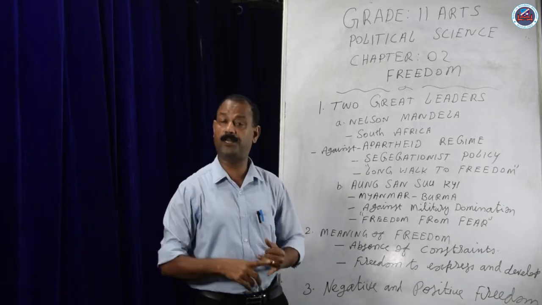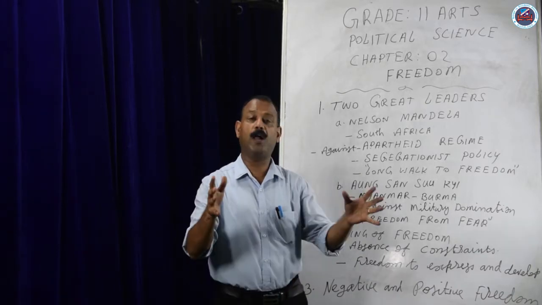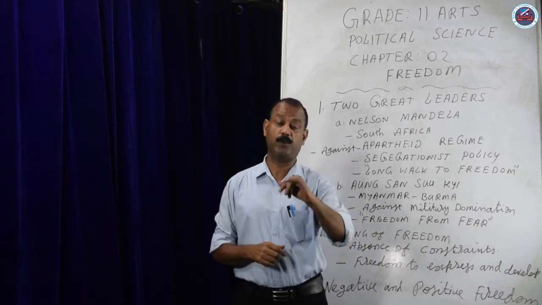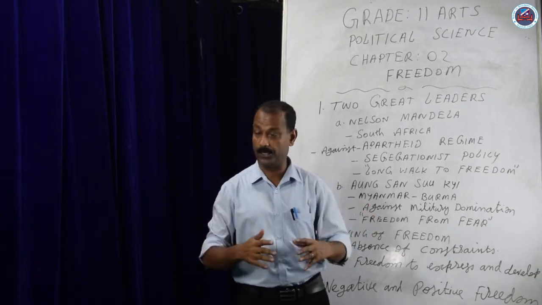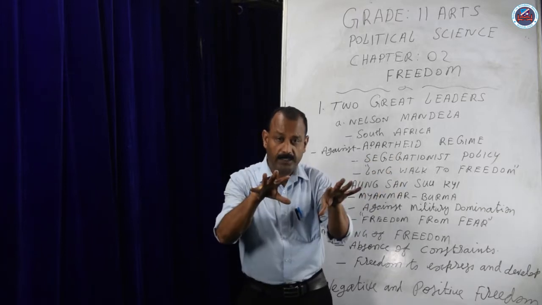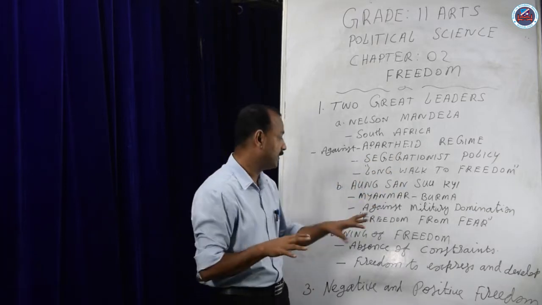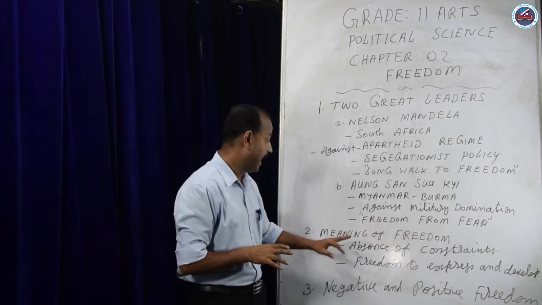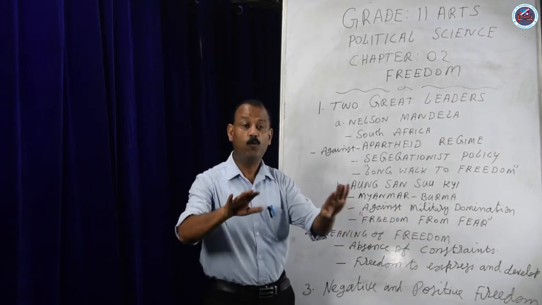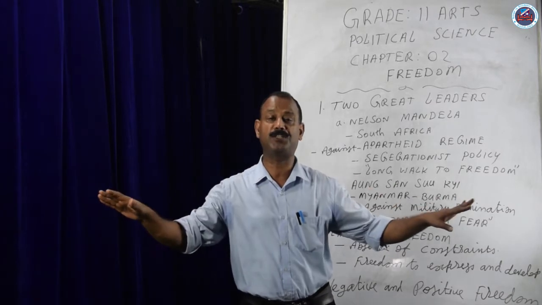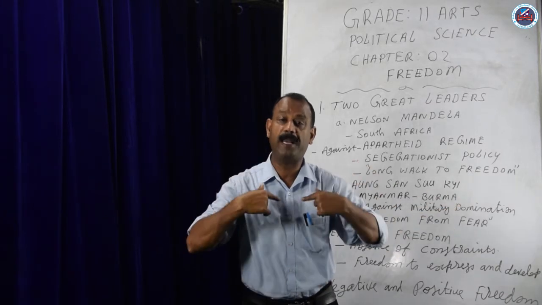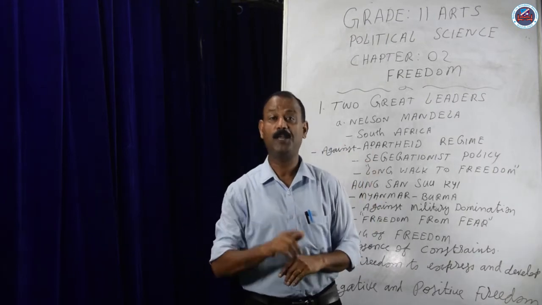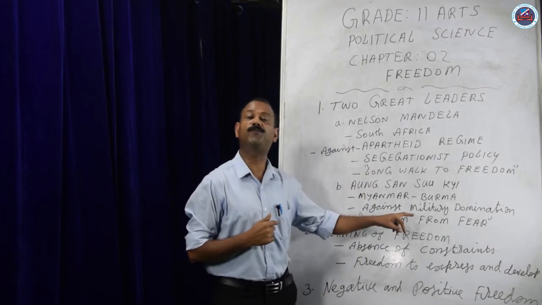You have to get a pass mark in the exams, otherwise you will not be promoted to the next class. That is a restriction. In your house, maybe mom and dad will tell you, you have to come to the house before 7 o'clock at night. That is a restriction. You cannot roam around in the town. All these restrictions are called what? Constraints. And freedom means absence of constraints. When there are no restrictions in our life, when you and me are able to do whatever we want according to our wish, we say we have got freedom.